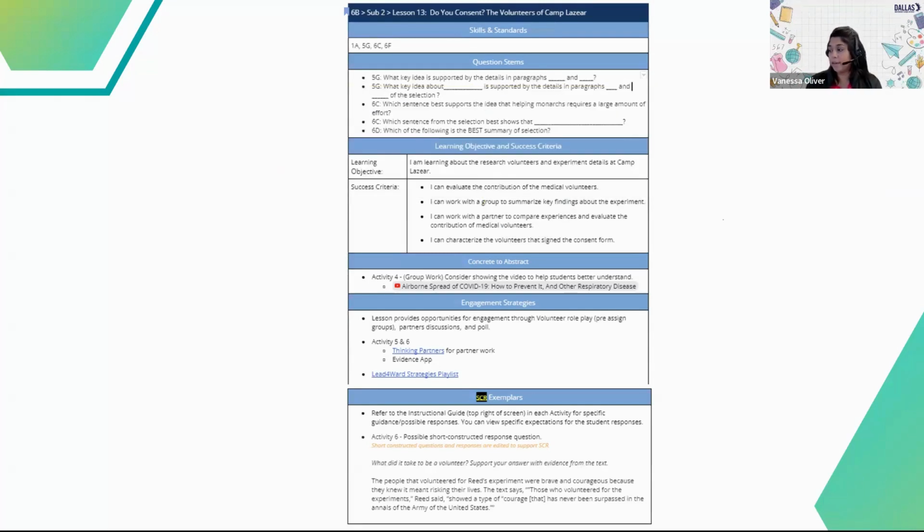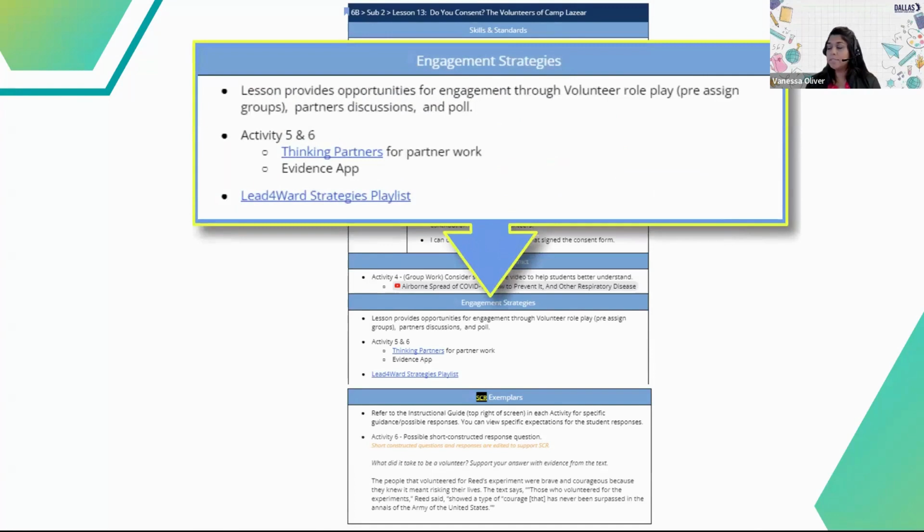Next, underneath that, we have the engagement strategies. As you can see here, we sometimes simply call out where there is engagement already embedded in the Amplify lesson. Other times we may provide a strategy or idea that teachers could consider adding to the lesson to increase engagement. For example, here we have linked the Lead Forward Strategies playlist, which has several instructional strategies that teachers can plan for intentionally. As you internalize the lessons, you can choose a strategy from the playlist to increase engagement, provide practice without penalty, encourage interaction among students, and see and hear students thinking.